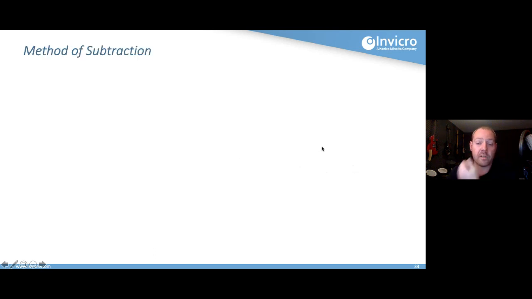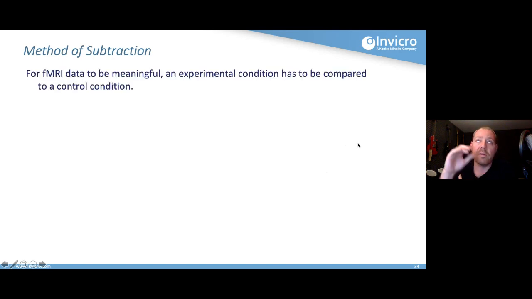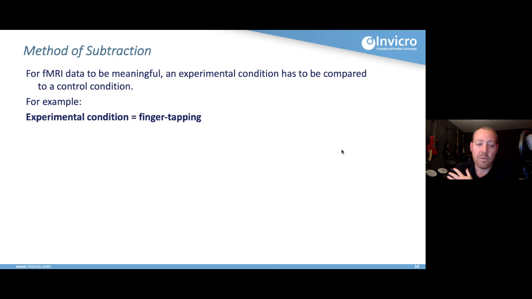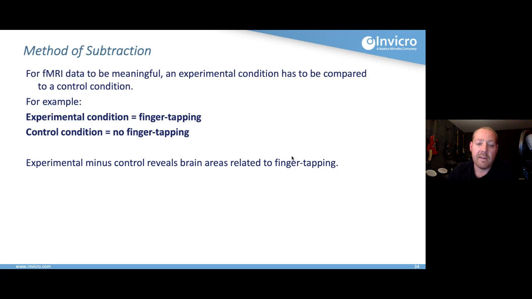Another important aspect of experimental design is related to the method of subtraction. So in a good experiment, you usually have an experimental condition and a control condition. So for example, your experimental condition might be the subject tapping their fingers, and the control condition might be as simple as the subject not tapping their fingers, and you subtract the control from the experimental condition to reveal the brain areas which are specifically related to finger tapping. And this is because the whole brain is pretty much active the whole time.